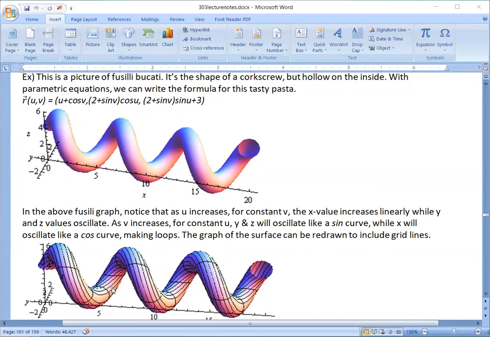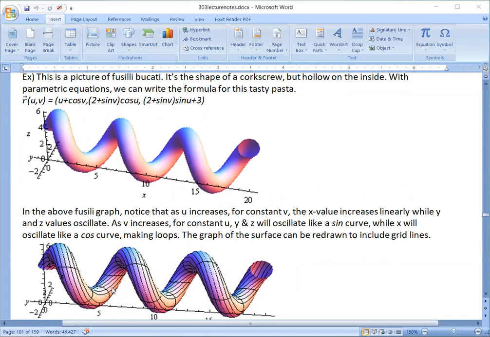So for constant v, what happens as u changes? As u increases, the x-coordinate is getting bigger. There's just the u plus in the x-coordinate. But then also, in the y and z coordinates, you've got a cos u and a sine u. So you're increasing in the x direction while you're basically making a circle in the YZ plane. If you think about that happening, it's making a corkscrew for constant v as u increases. And that gives you those corkscrew grid lines wrapping around the fusilli bucati that you see on the bottom.